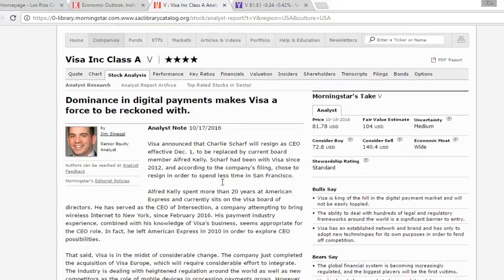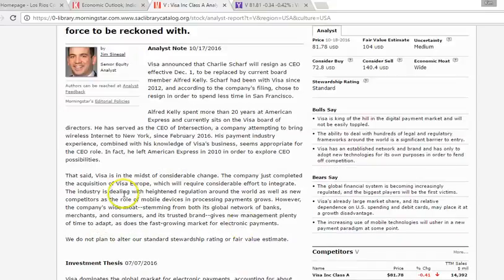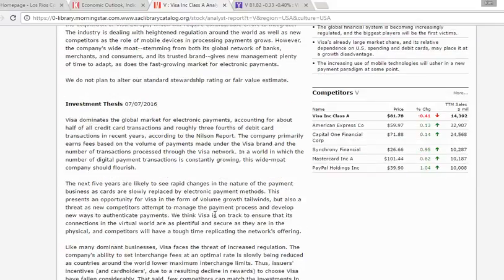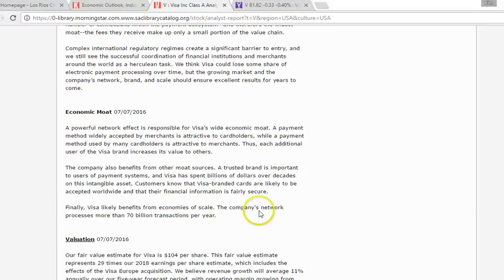And I'm going to read it. Most recently the CEO resigned and he was replaced. That might cause a price movement for my stock. It says here Visa's in the midst of considerable change, etc. Okay, it goes on to really tell me what this analyst thinks is going to happen because they did a very detailed analysis of Visa.